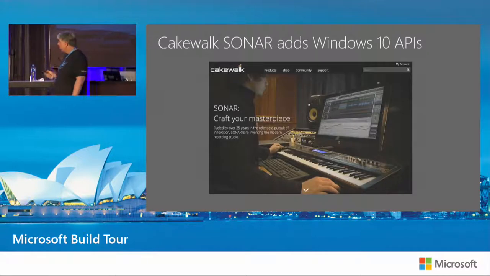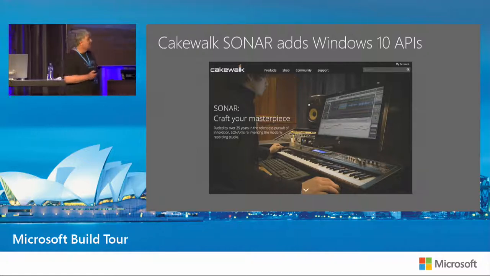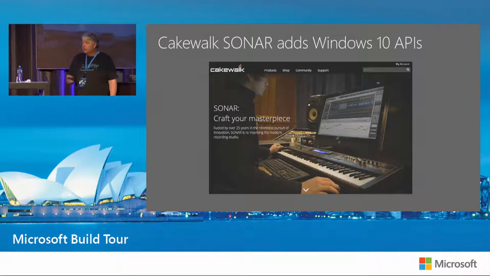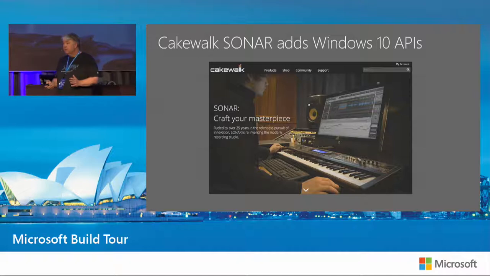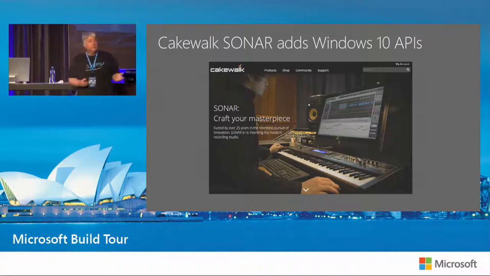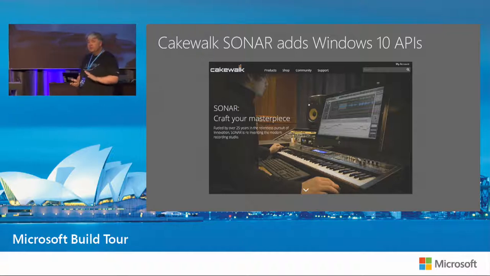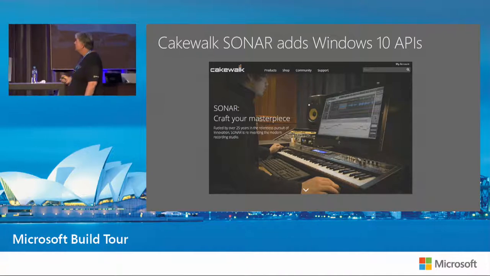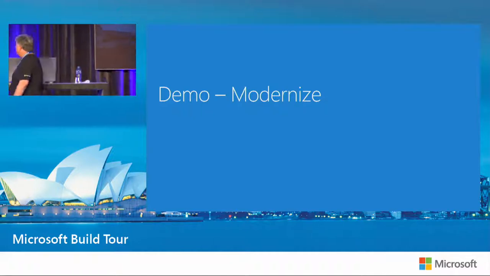And one company, Cakewalk Sonar, which is a really awesome audio creation tool, added a lot of Windows 10 APIs to their application so that when they ran on Windows 10, their users were able to access Windows 10 APIs like Bluetooth, MIDI, and inking. But when they were running on Windows 7, the app ran exactly as it is without changes. So they were very successful in creating an application that could run on both Windows 10 and Windows 7 and take advantage of the new features. Let's look quickly at a few examples of modernizing an app.